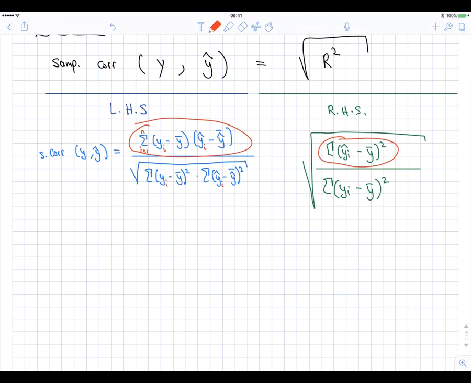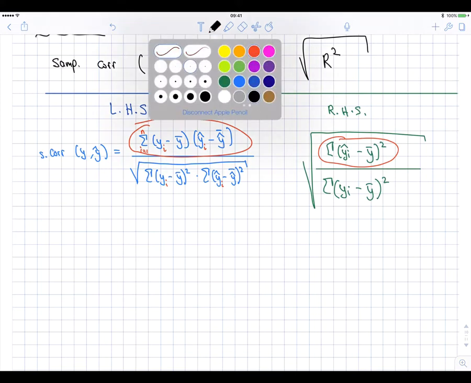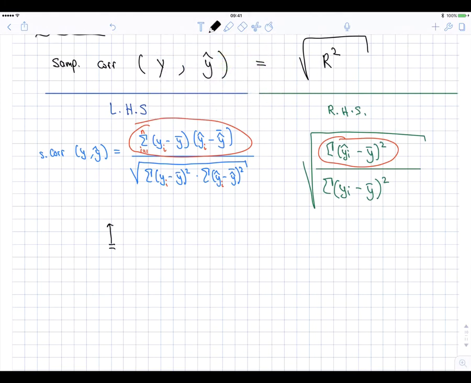What's another thing that you notice on the left-hand side that's not on the right-hand side? Yes, the y hat bar. So I'm going to try and make progress here by just saying, well, actually, I know that y hat bar is the same thing as y bar by a mechanical property. That one step is going to make that left-hand side look a little bit more familiar to the right-hand side, because the right-hand side doesn't have any y hat bars. So that's the first thing I'm going to do.